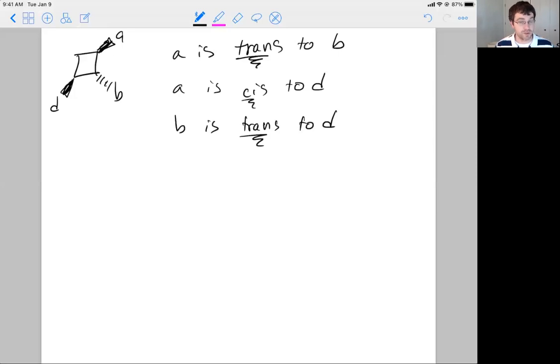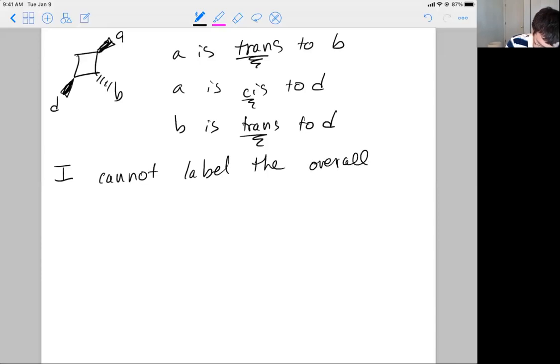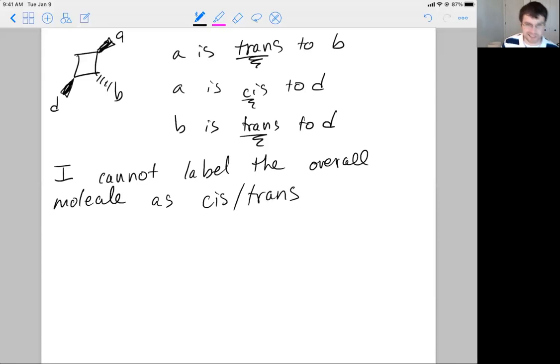Now, in this case, we have three stereocenters. So we have to focus on two if we're going to give the overall molecule this label of cis or trans. In this above example, I cannot label the overall molecule as cis or trans. I can't say that's a cis cyclobutane or a trans cyclobutane. It's got multiple stereocenters. If I labeled it cis, you might say, well, A and D are cis to each other, but A and B are trans to each other. That's where it's more helpful to indicate cis and trans by saying A and B are trans to each other, A and D are cis to each other. But if we only have two substituents, then IUPAC says, go ahead, use the indicator cis and trans.